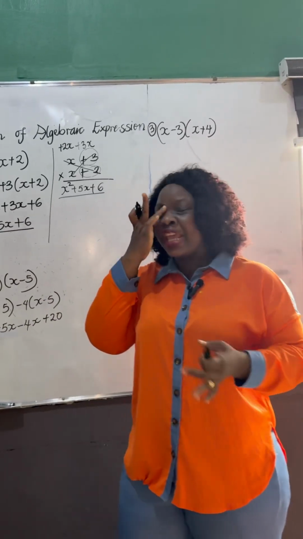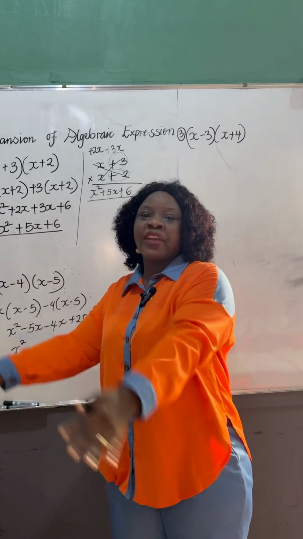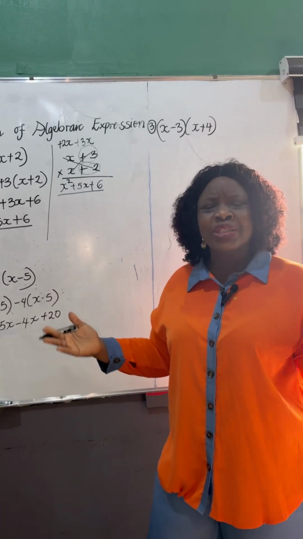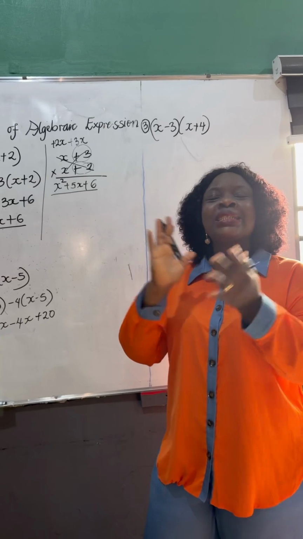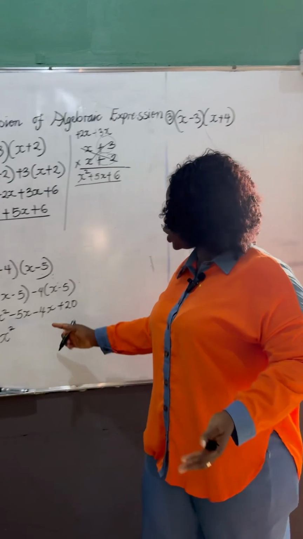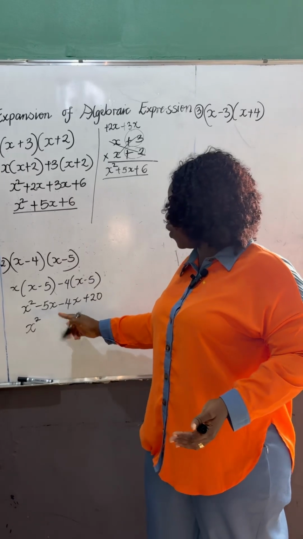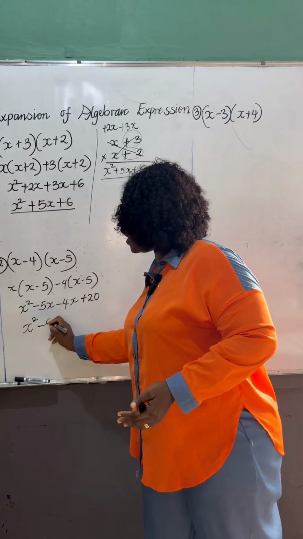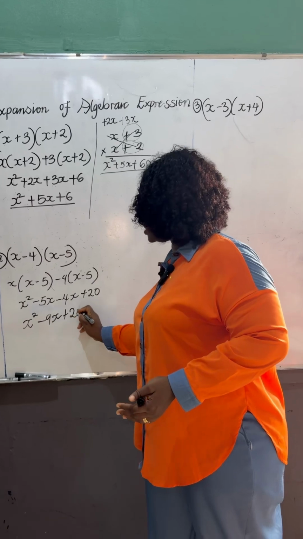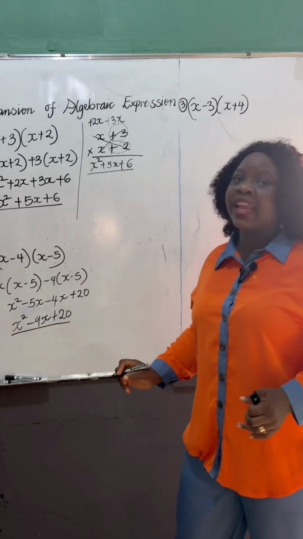So from here we have x squared, minus 5x, minus 4x. I'm owing somebody 5x, I'm owing another one 4x. How many x am I owing together? 9x. So whenever the signs are the same, I add and still put the sign. So I'm going to add 5 and 4, and I will still put the sign, which gives me minus 9x plus 20. And that is the answer.